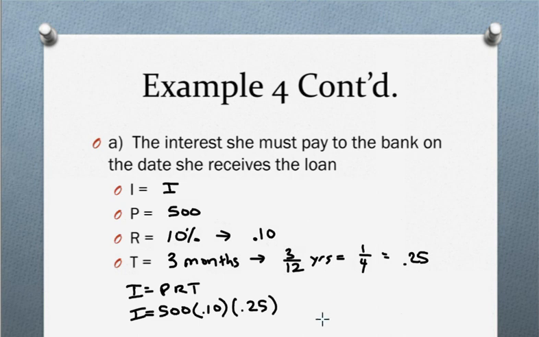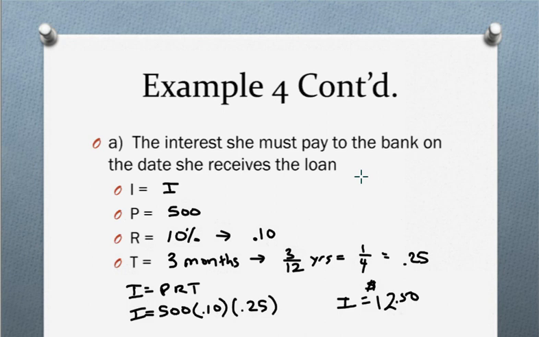So our interest ends up being $12.50. Now, that's the amount of interest she pays on the date she receives the loan. You can think about it two different ways. They could say, "Hey, pay us $12.50 right now," and she gives them $12.50, and they say, "Okay, cool. Here's your $500 that you wanted." And then she walks out of the bank with 5 $100 bills, and she just had to give them $12.50.